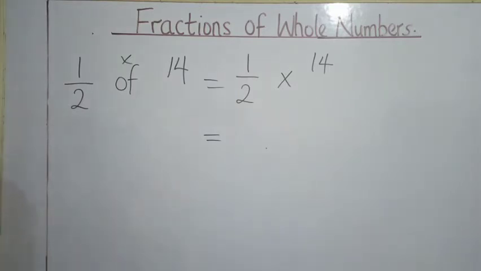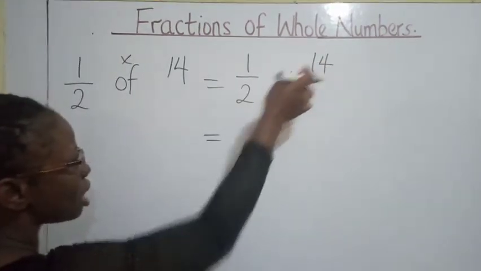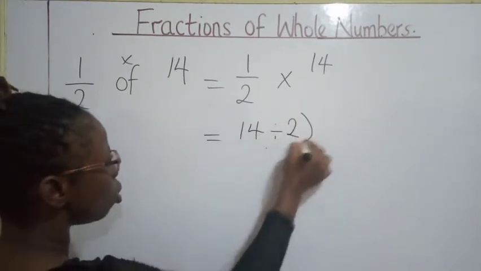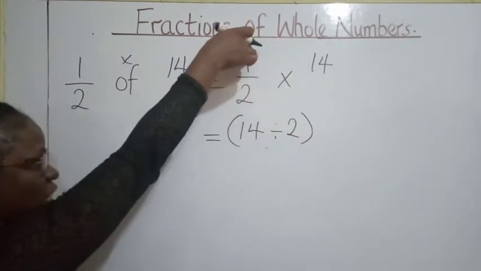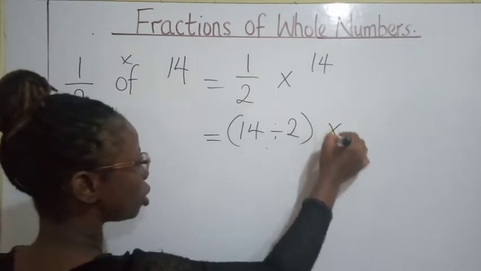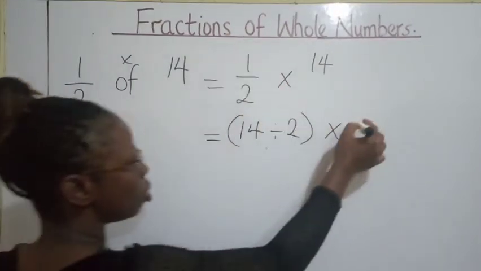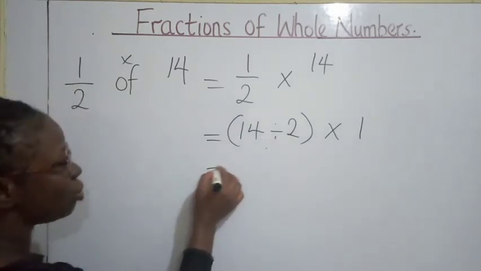So what am I saying? I'll divide 14 by 2. 14 divided by 2. Okay? Then I'll multiply it by this one. That is the numerator. I'll divide 14 by the denominator and multiply by the numerator. Okay? So what will I do next?